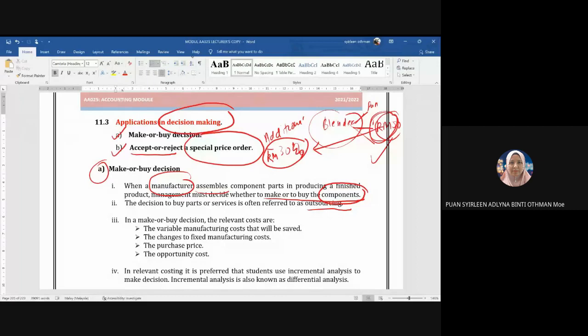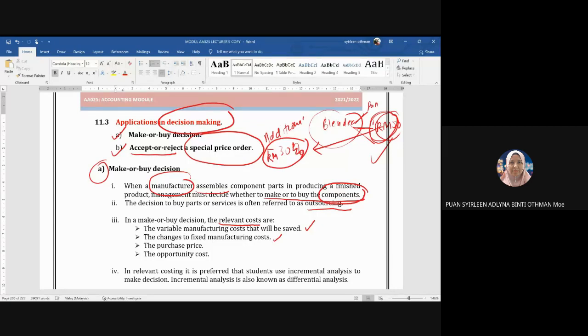Okay, dalam make or buy decision, okay, dia inform awal-awal kat sini ya. The relevant costs are the variable costs that will be saved. Okay, apakah kos yang kamu boleh jimat? So, kos yang boleh kita jimatkan tu ialah dalam bentuk variable manufacturing cost. And then, kalau berlaku changes in fixed cost, that is also relevant.